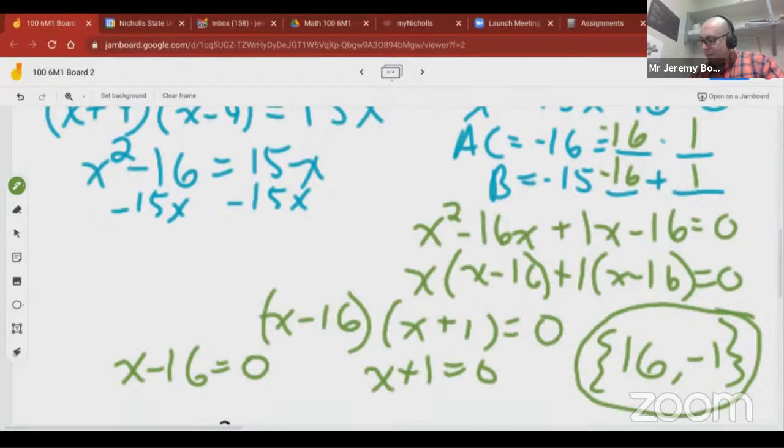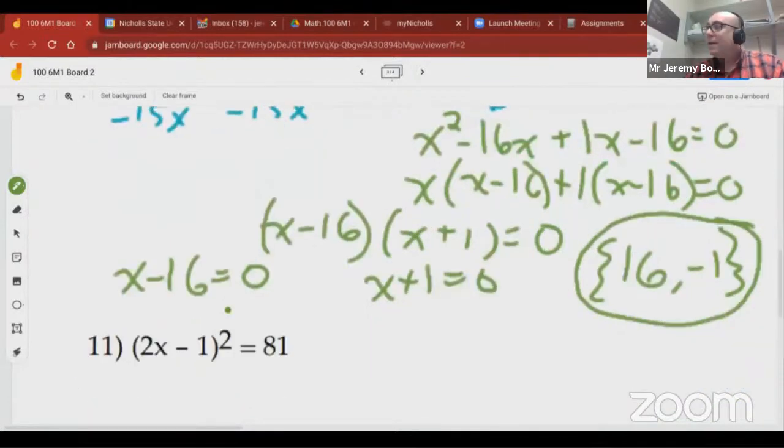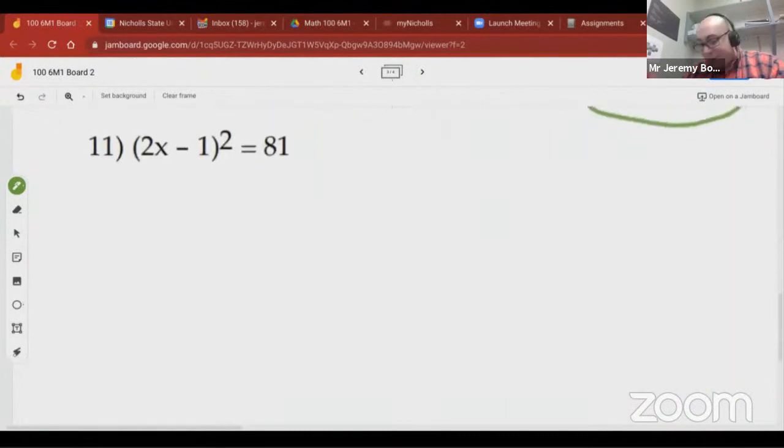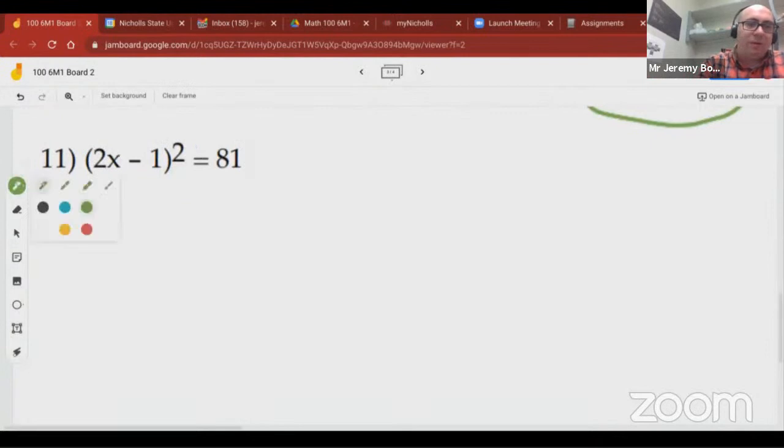I might not get to 13, but I'll give you an answer. We should get through the next two. All right, 11. 11 is interesting. There's a few different ways to go about this one. You could expand the left-hand side, you get a normal quadratic equation, and work it out from there.